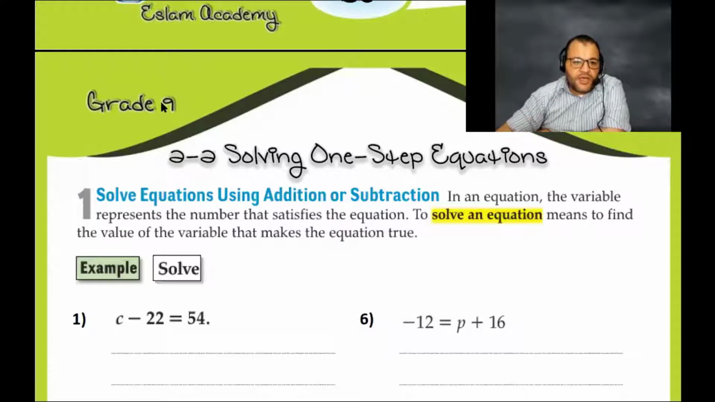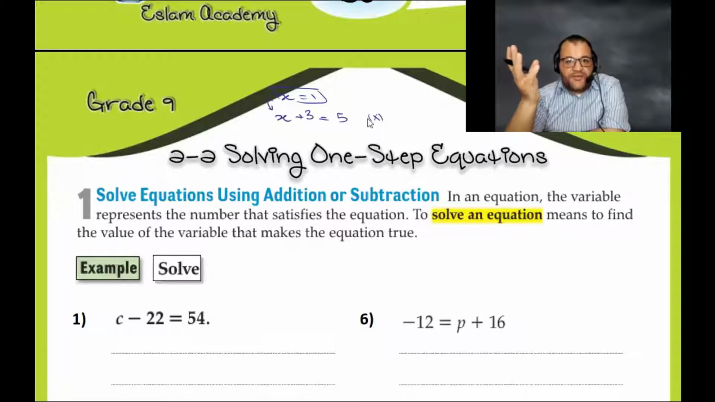Suppose that x plus 3 equals 5, and I said that x equals 1. That is the value of the variable. 1 plus 3 equals 5? No, 1 plus 3 is 4. It means now we didn't solve the equation. Solving the equation is not only finding a value of the variable.